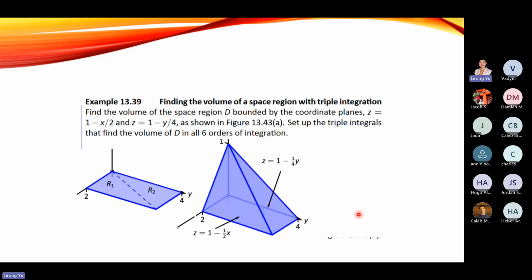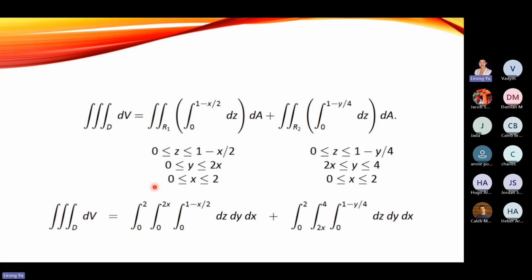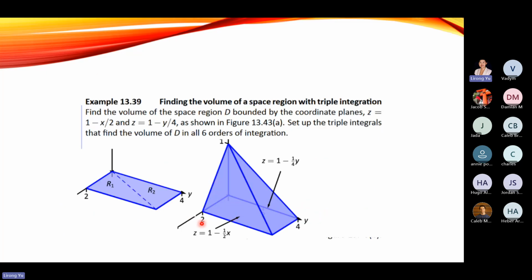Okay, so sometimes we may have to do a summation. If we were doing dz, dy, dx, we definitely have to do a summation. So we separate them into R1 and R2. The projections on these two are different, so we look at these two separately. On this side, z equal to 1 minus 1/2 x will be the top surface, while on this side, z equal to 1 minus 1/4 y will be the top surface. So we are looking at two volume calculations there.